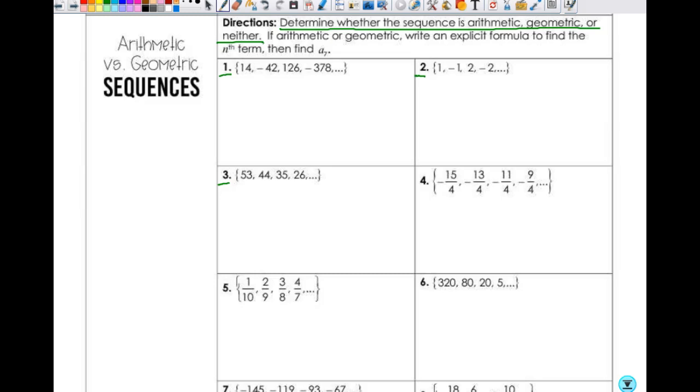What do you look at when you're trying to determine how to get the next terms in the sequence? You start looking at the pattern. If it has a common difference or if it has a common ratio, think about those. 1, 2, and 3, not just number 1. Just write down arithmetic, geometric, or neither.